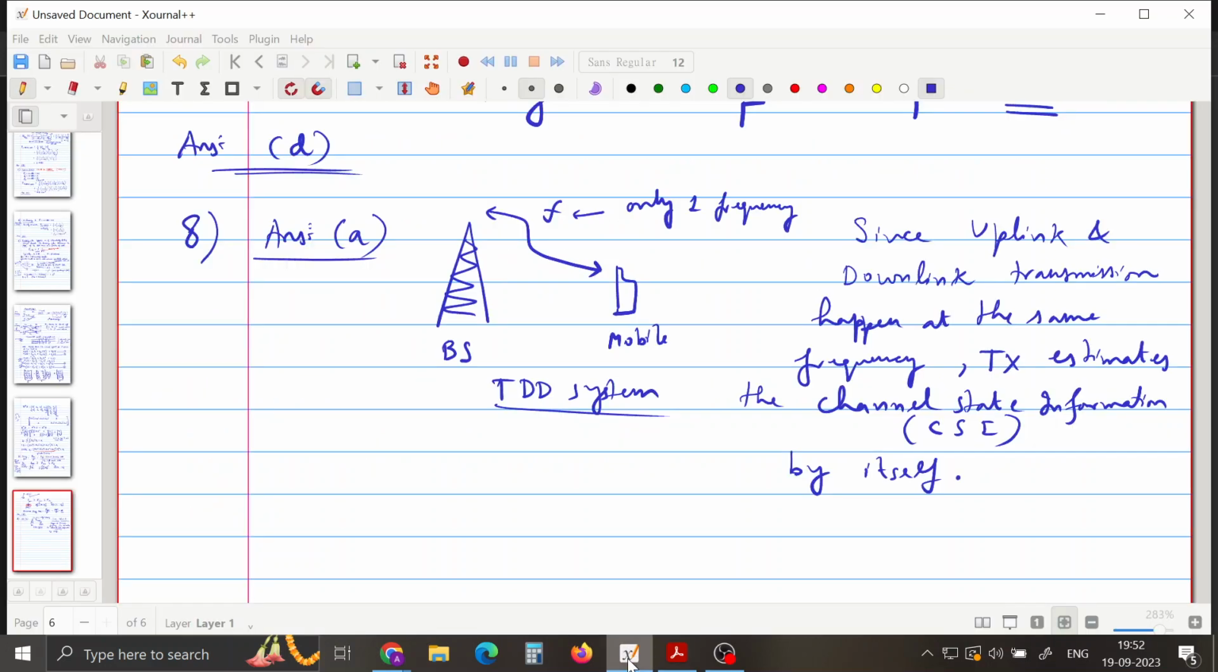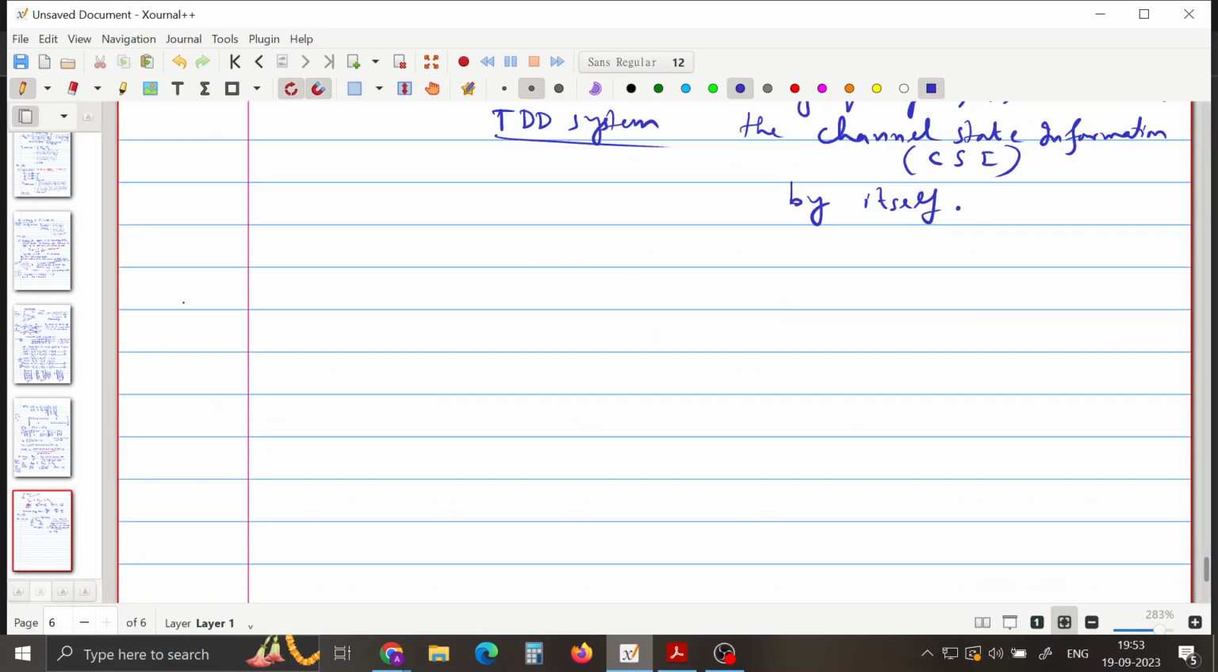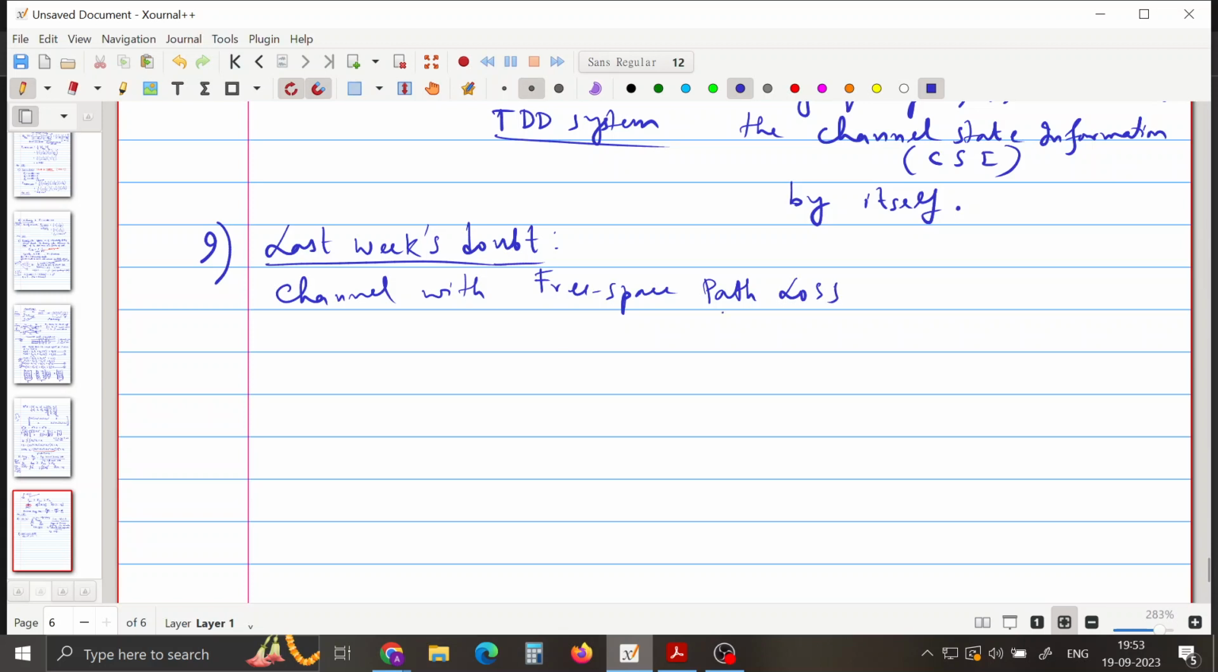I will go to the other tab. Okay, this is again last week's doubt also, so I've specifically chosen this question for that also. So we are given a channel with free-space path loss.